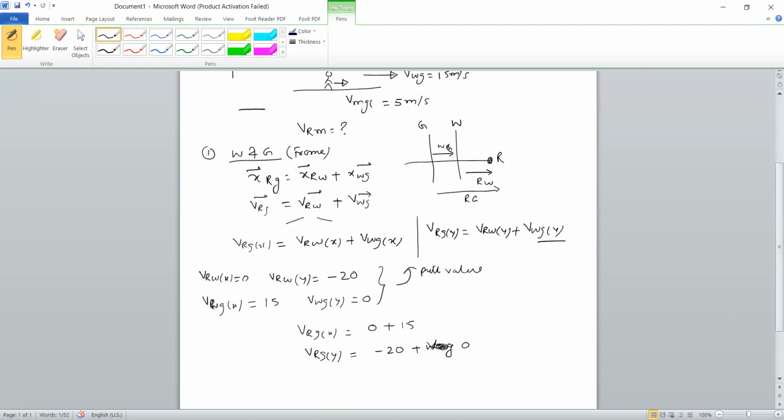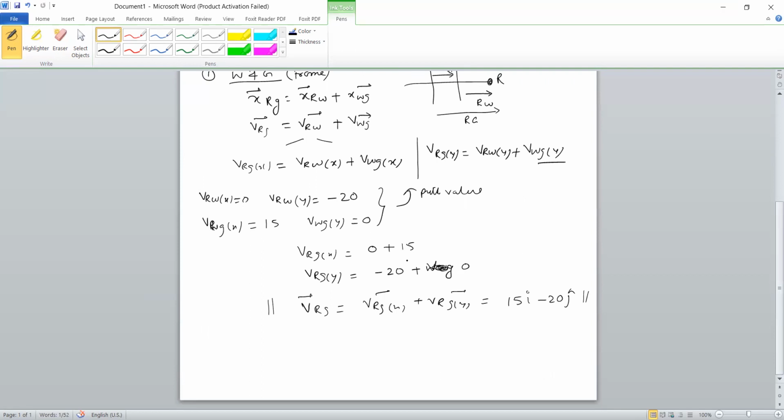If we write the velocity as a whole, the velocity of rain with respect to ground we may write as the VRGX component plus the VRGY component. So we may write it as 15i minus 20j. Now let us check the other frame. I think we have cleared this part. So let us take the other frame. We're just keeping this value here.